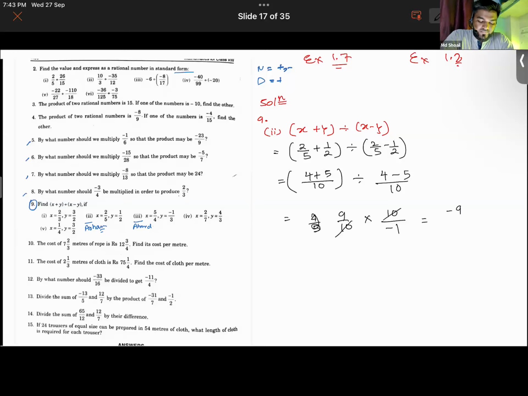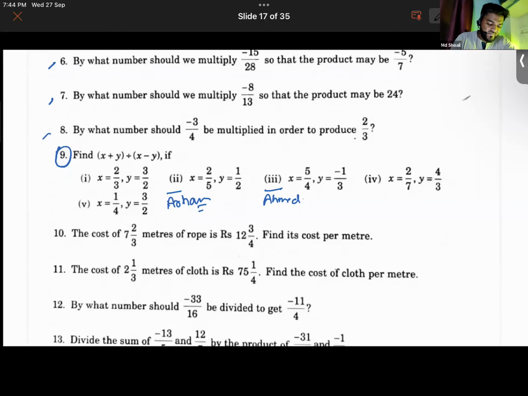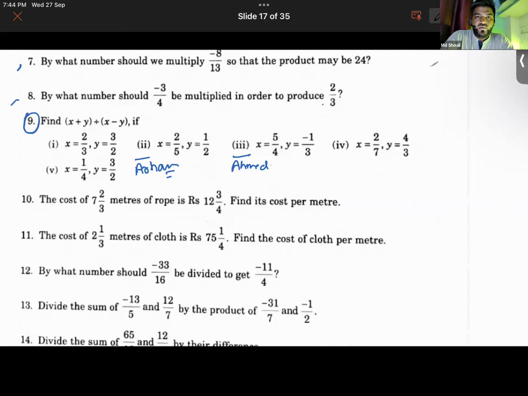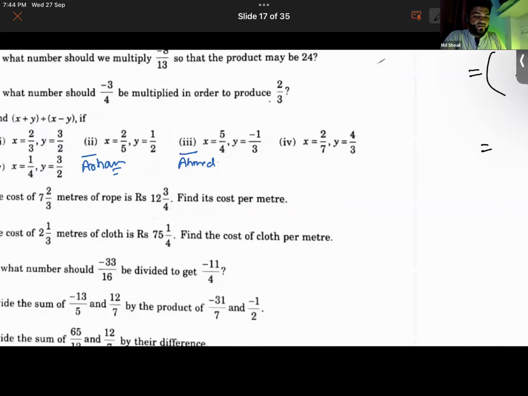I didn't see it in the question, find x plus y. I thought x plus y minus x minus y. It's actually a sign of division. Yeah, I should have zoomed it more. Okay, look, it's not a sign of division here. Okay, now, yes, guys. Okay, Ahmed, you also look at the sign. Okay, it's a division sign here.